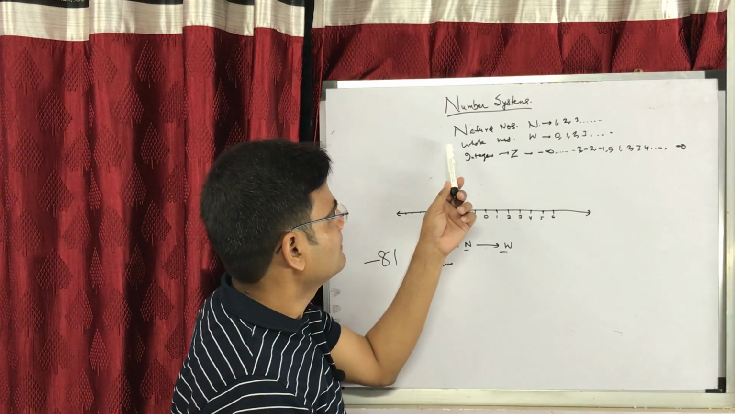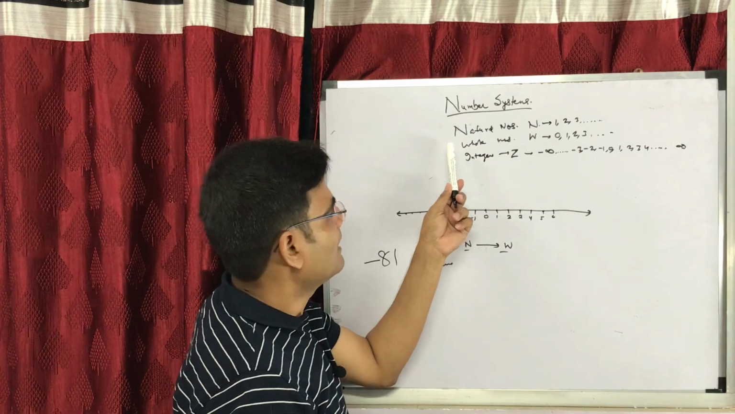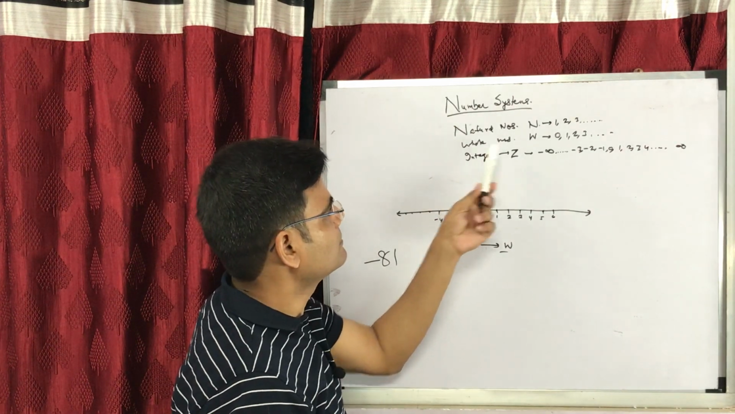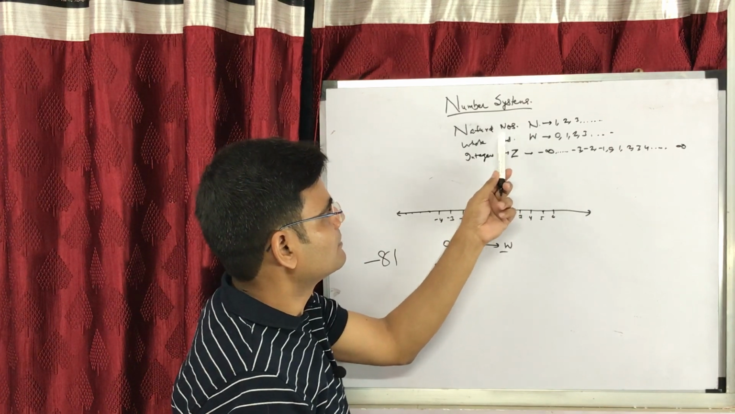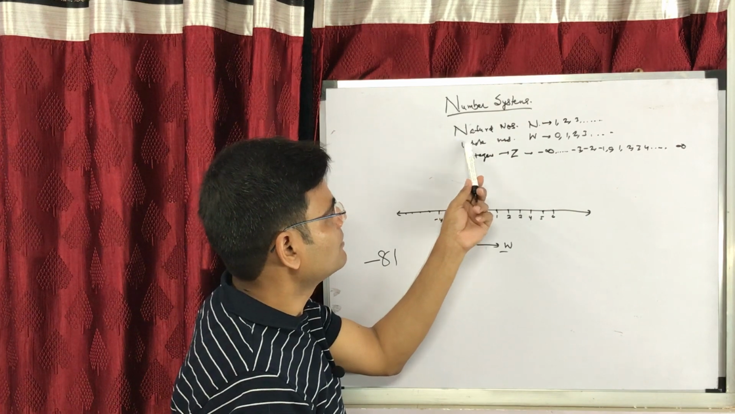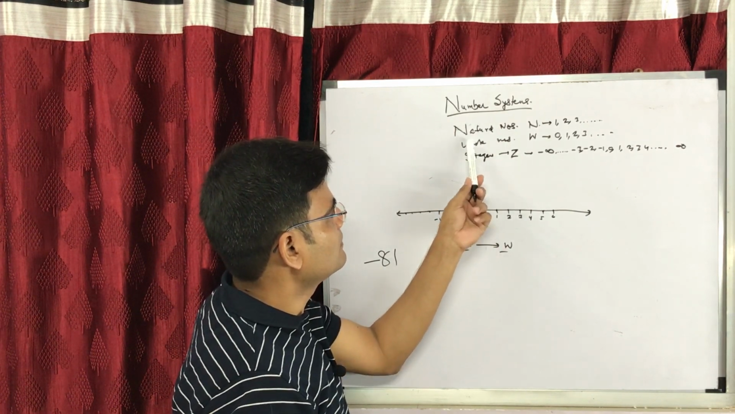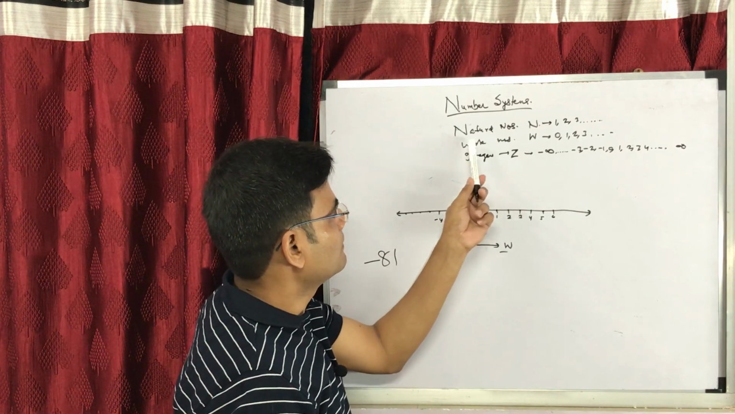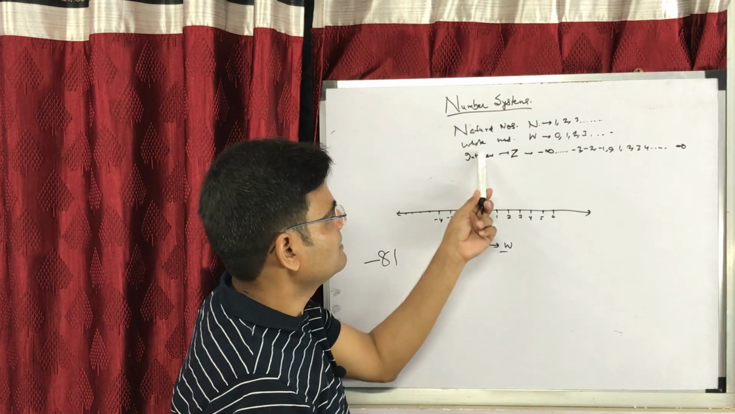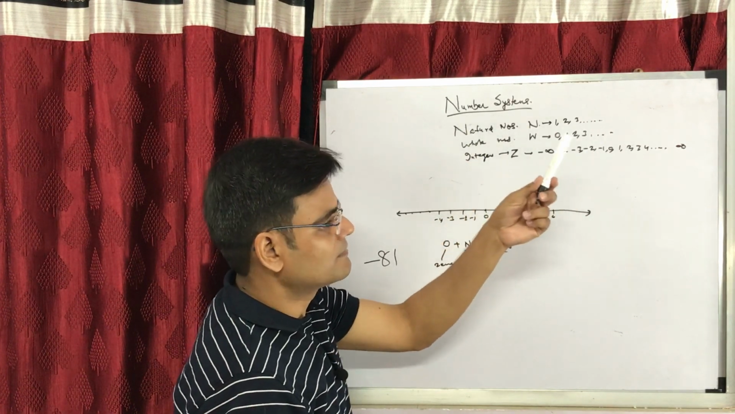Understood so far? Now, are all natural numbers whole numbers? Yes. Are all whole numbers natural numbers? No, because 0 is not a natural number. So all natural numbers are whole numbers, but all whole numbers are not natural numbers. Integers. Are all integers whole numbers? No. Are all whole numbers integers? Yes. Are all natural numbers integers? Yes, because 1, 2, 3, 4, 5, 6, 7, 8, 9, 10 all are integers.